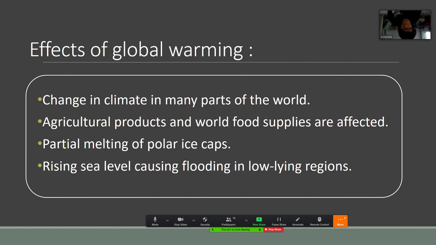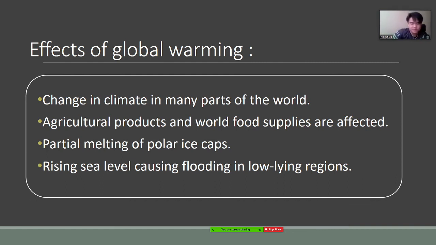Okay, sure. So now I'm going to explain the effects of global warming. First of all, it can change the climate in many parts of the world. Secondly, agricultural products and world food supplies are affected. Third, partial melting of polar ice caps. And lastly, the rising sea level causing flooding in low-lying regions.